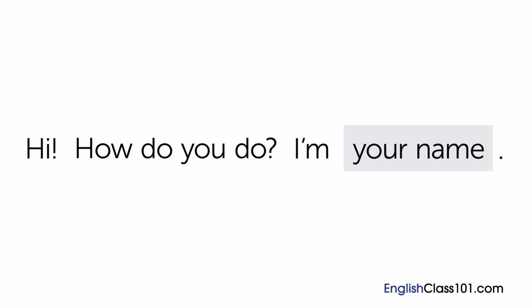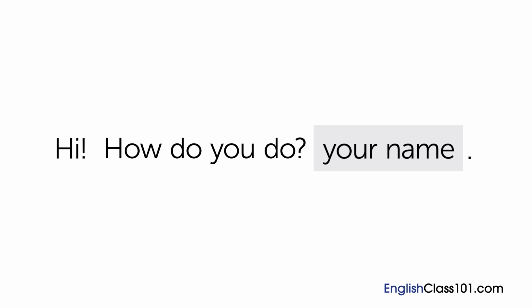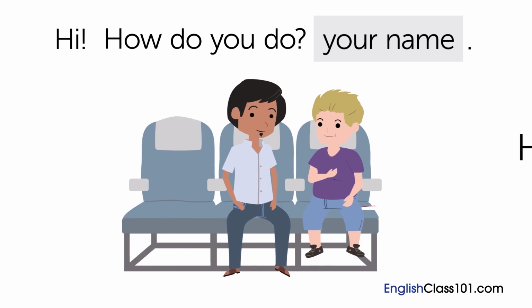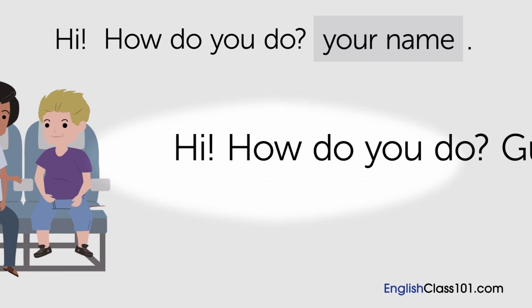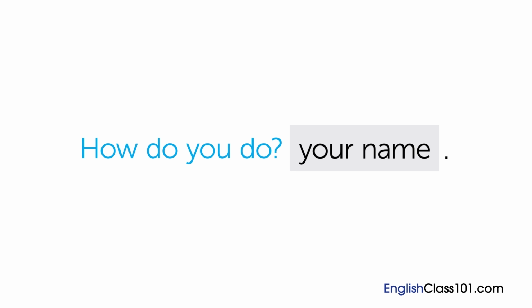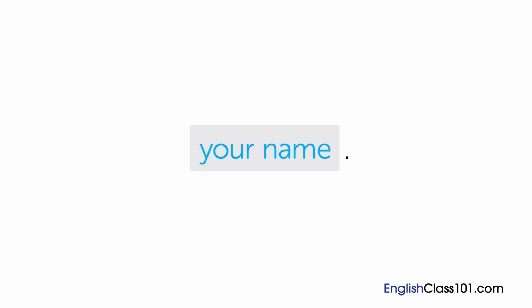Okay, there are two additional things you need to know. First, there's a shortcut for giving your name. Just drop the I'm from the final sentence of the self-introduction. For example, if Gustavo just said, Hi, how do you do? Gustavo. Henry would have understood it was his name. This would be especially clear if Gustavo extended his hand for a handshake while saying this. In very casual situations, you can even drop the hi and the how do you do. All that is left would be your name.